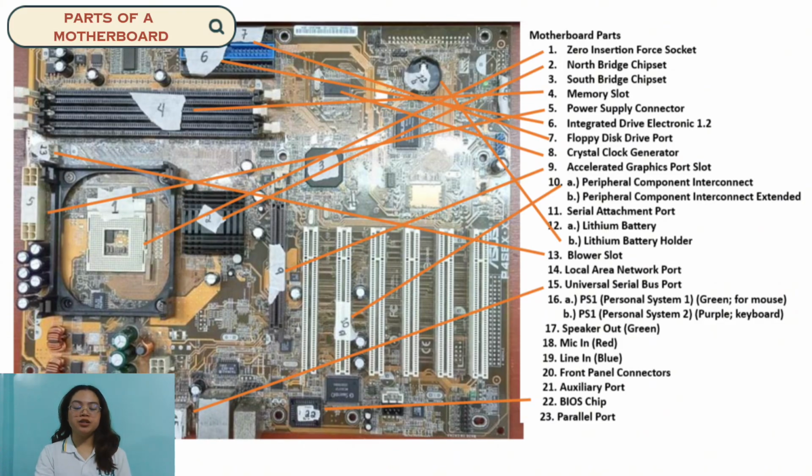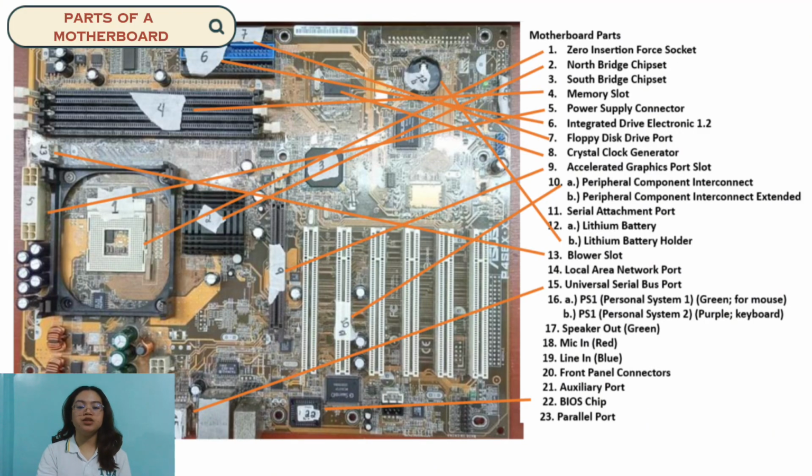Next, the North Bridge chipset. It is sometimes called Memory Controller Hub. It is responsible for high-speed communication between the CPU, RAM, and graphics card.